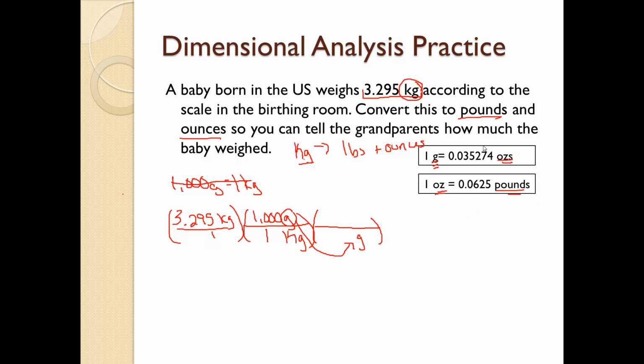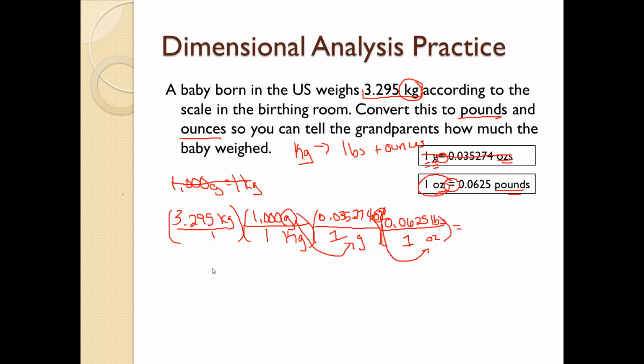1 goes with grams, and that is equivalent to 0.035274 ounces. I'm going to cross that off so it doesn't confuse me. I have ounces on top. I'm going to put ounces on the bottom of the next one. We have 1 ounce on the bottom. That equals 0.0625 pounds. So, shortcut for multiplying fractions.